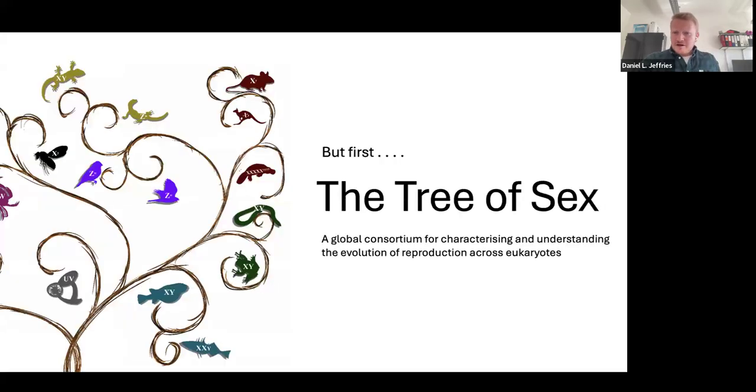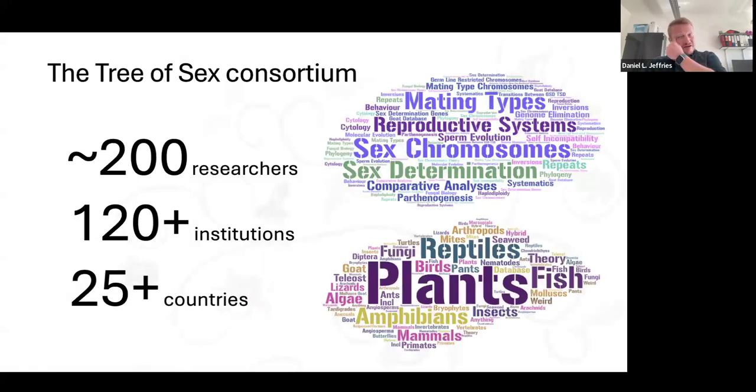So the Tree of Sex is a global consortium for characterizing and understanding the evolution of reproduction across eukaryotes. That's not an official tagline, I just came up with that, but hopefully the other organizers don't disagree with it too much. The consortium currently contains about 200 researchers from more than 120 institutions across more than 25 countries. We have a nice diversity of both topics and study systems.